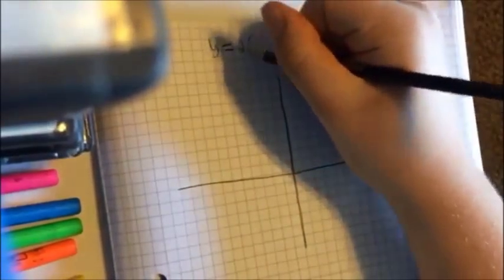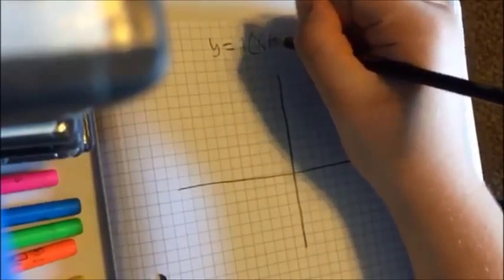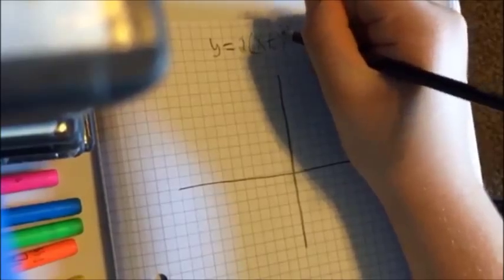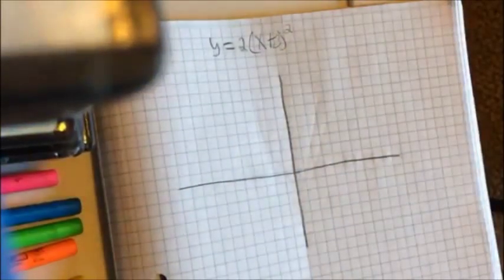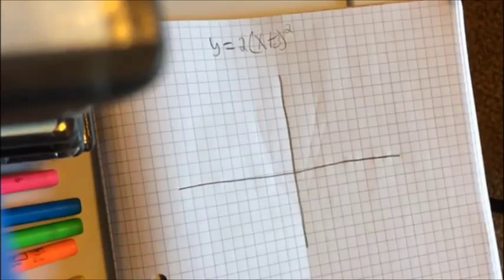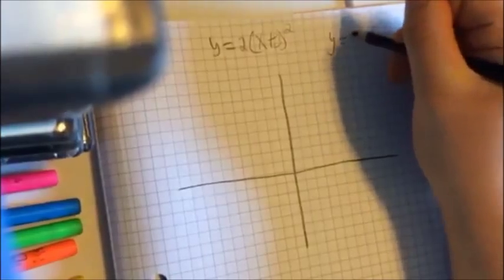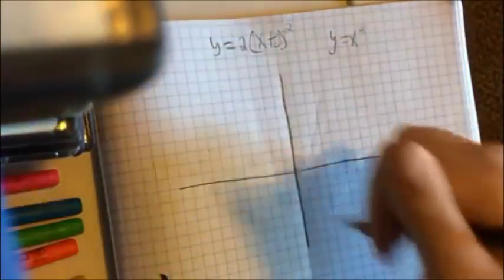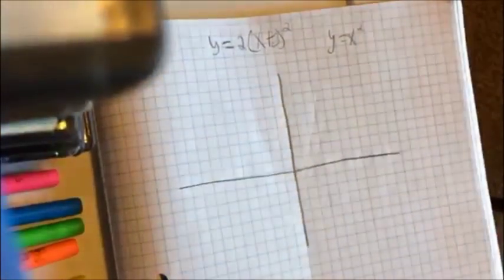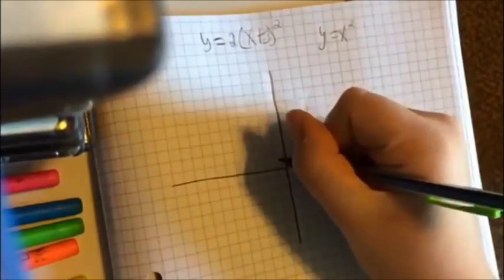The first equation that we created was y equals 2 times the quantity of x plus 3 squared. The next thing that needs to be understood is what the parent function is. The parent function is y equals x squared, and looks something similar to this.